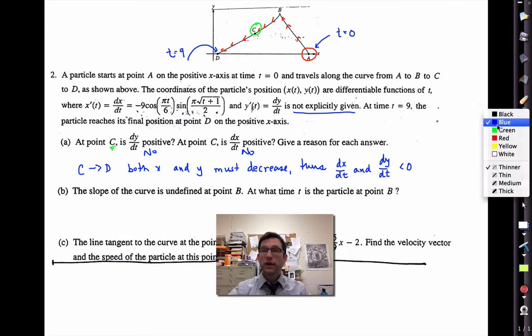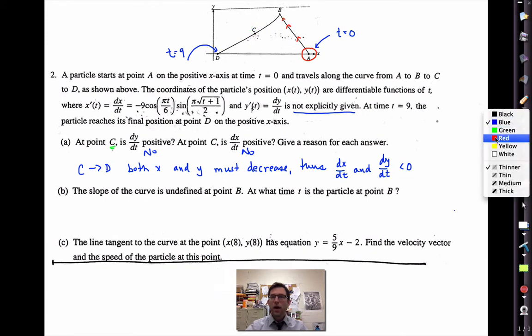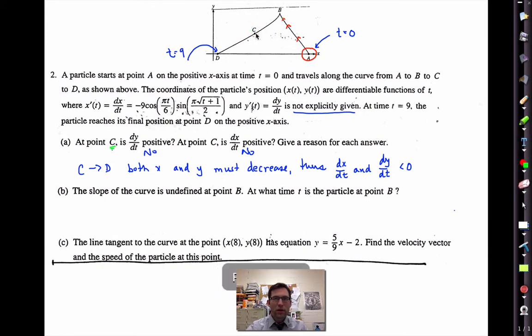Another nice way of looking at it, let me erase some of this mess so that we can see it a little bit better. Another way to look at it is, if I drew the tangent line in there, or maybe it would even be better to call it the tangent vector, that thing clearly has a negative y component and a negative x component, right? The velocity must have negative components on both of them. All right. Let's take a look at letter B.